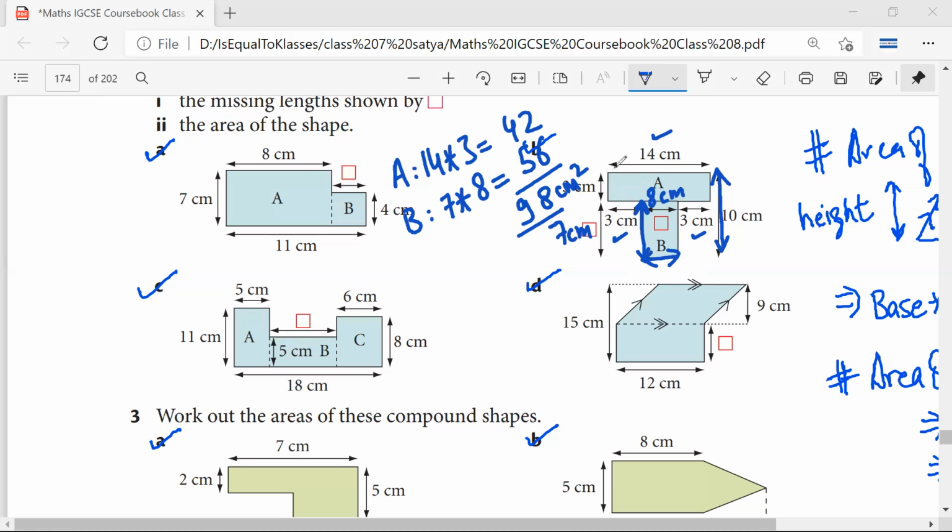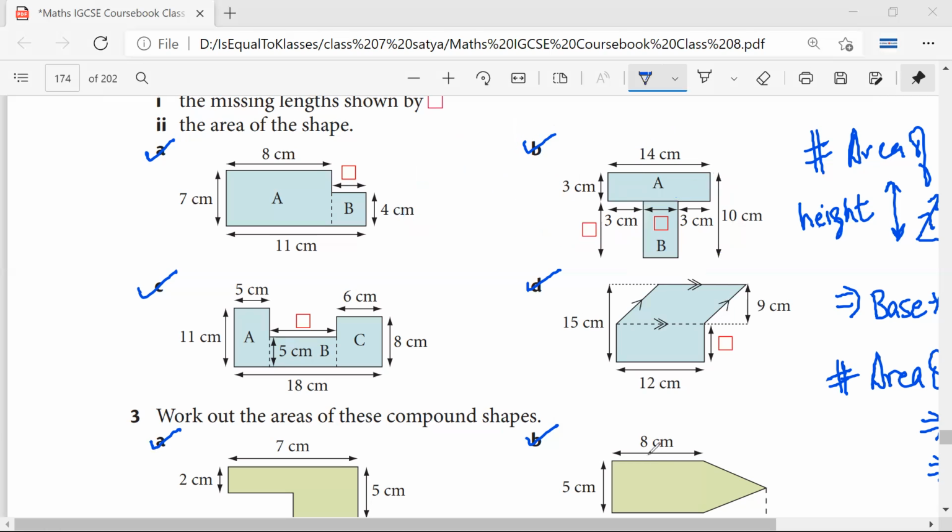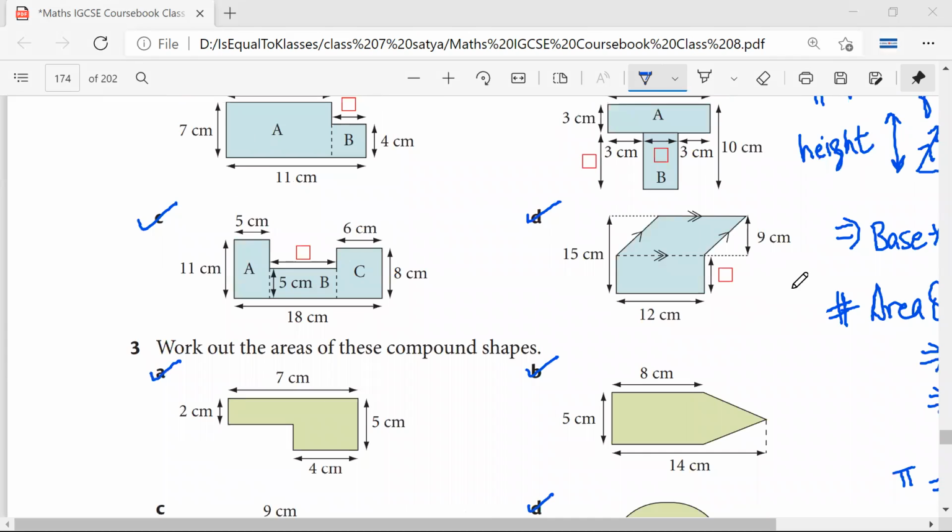Mr. Sarthak, is it okay? Yes, sir. Mr. Sarthak, how to do C part?